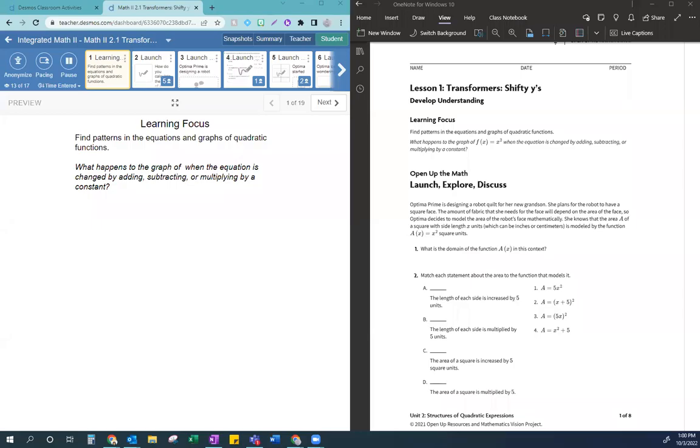Okay, so we are learning 2.1, which is talking about transformers, the shifty Y's, all right? Kind of snazzy name there. So transformers means we're going back to transformations, something that you might have learned in 8th grade / integrated 1. So this is what we're going to be doing today.